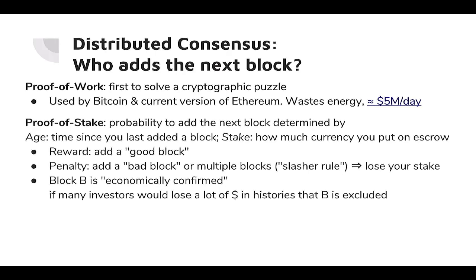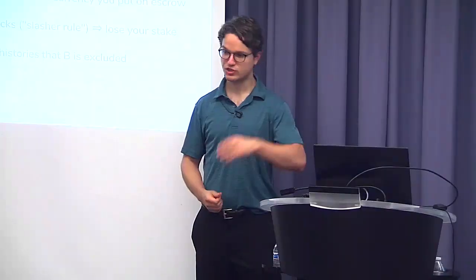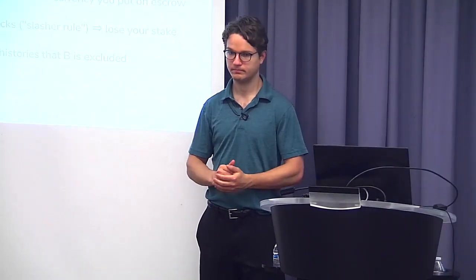Proof of stake is an alternative that relies on you putting up a certain amount of your currency, your Ether, say, as a deposit. So here, the way that we decide who gets to add the next block to the blockchain is probabilistically determined, not based on who solves a cryptographic puzzle, but by two factors. First is age, the time that has elapsed since you last mined a block. It's a little more specific than that, but that's a good way to think about it. So if you just mined a block, you're less likely to mine the next block.